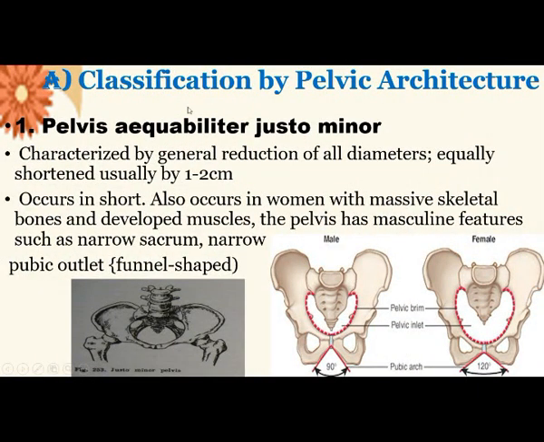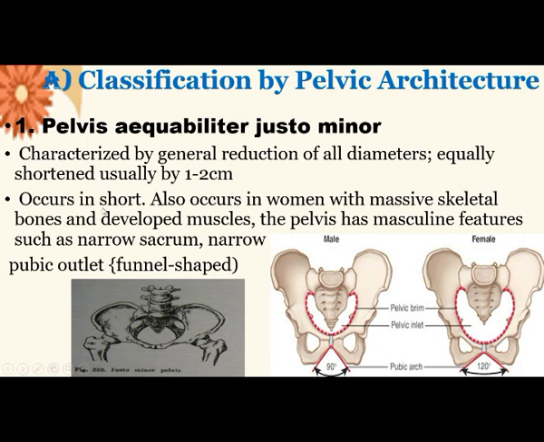So first is the classification by pelvic architecture. First is the pelvis aequabiliter justo minor. It is characterized by general reduction of all diameters. You can see from the justo minor pelvis, that is a reduction of all diameters, equally shortened, usually by 1 to 2 cm. So equally shortened on all sides by 1 to 2 cm.